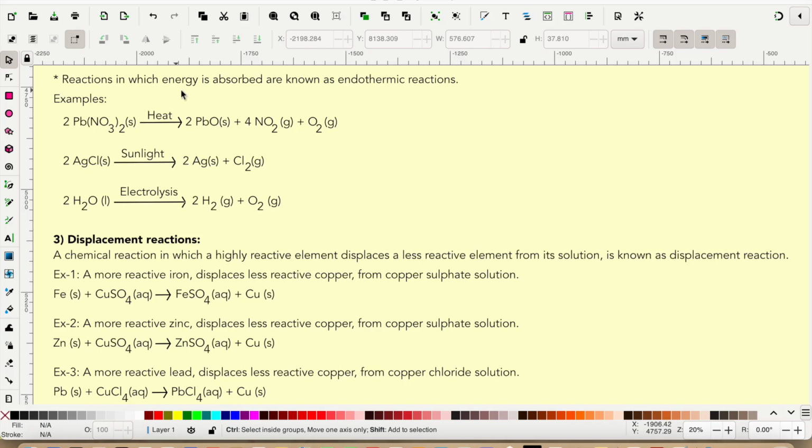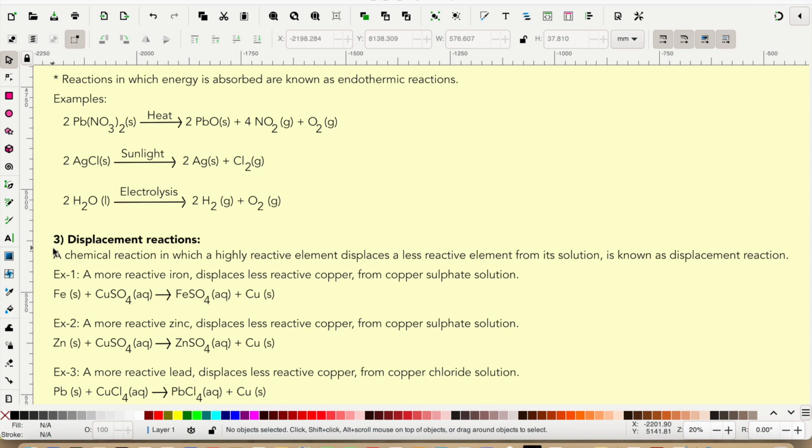Reactions in which energy is absorbed are known as endothermic reactions. Words like heat, sunlight, or electrolysis are written over the arrow to indicate endothermic reactions. These three reactions are endothermic reactions.